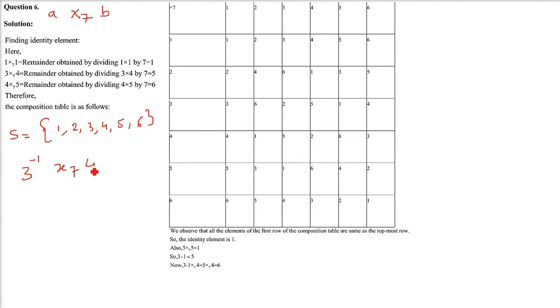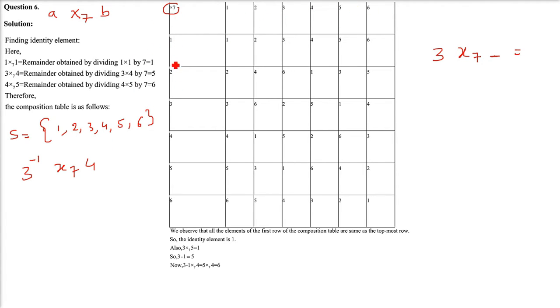What does it mean? 3 inverse. First we'll try to find out the 3 inverse. What is the inverse? That is, when we multiply 3 with this value and then take the modulo of 7, that is the remainder of division by 7, it should come to the identity. Okay, so first we have to make the table x7 with 1 2 3 4 5 6.